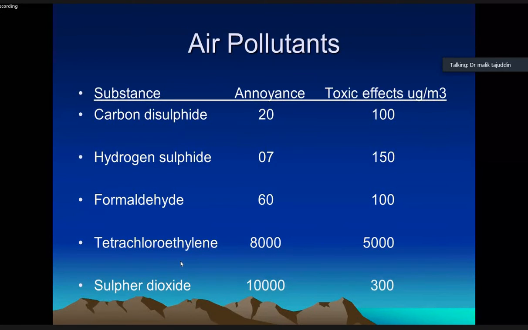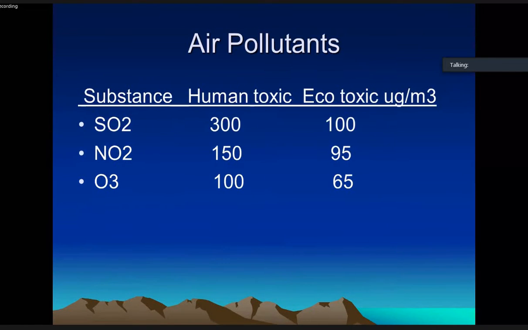But there are other gases, like tetrachloroethylene and sulfur dioxide, whose annoyance level is much higher than their toxic level. So before getting irritated, before disturbing ourselves, or before getting noticed, they start intoxicating human beings. So these are more dangerous gases and pollutants because they are not being detected or noticed.